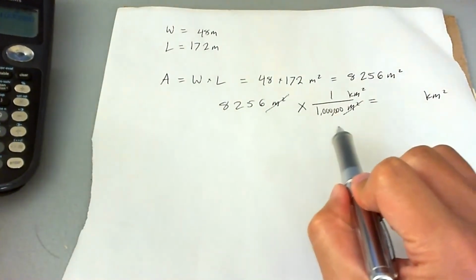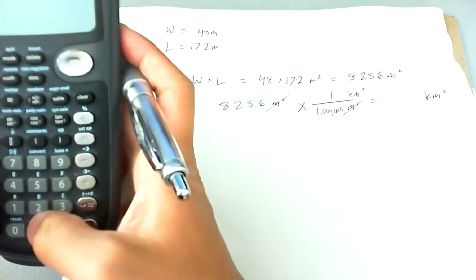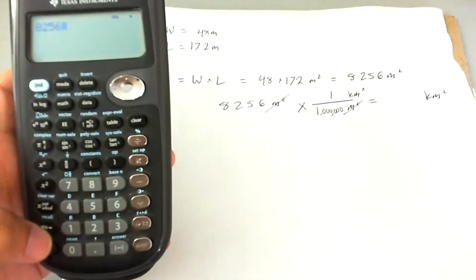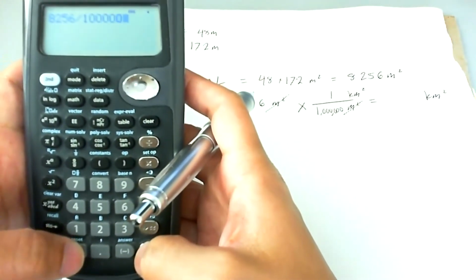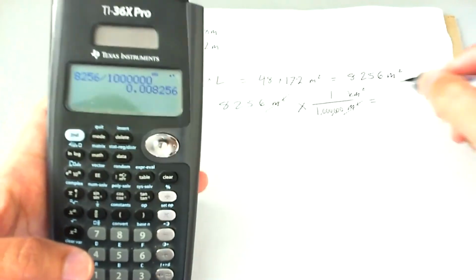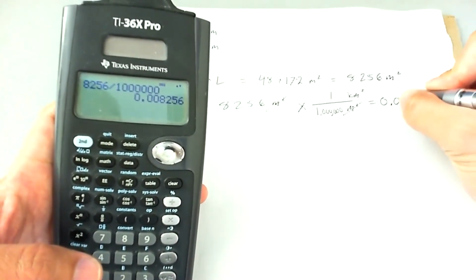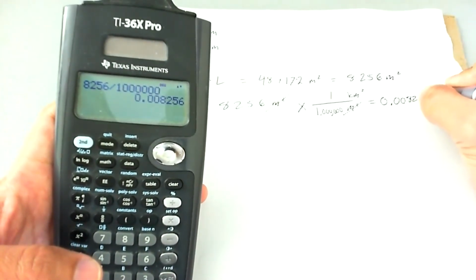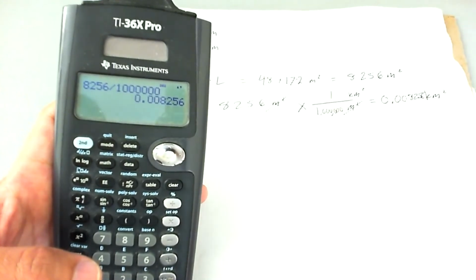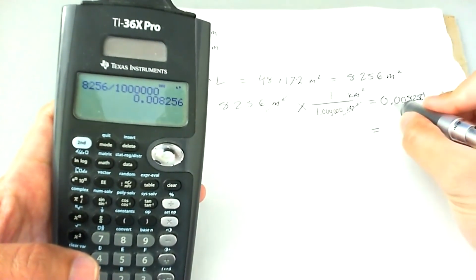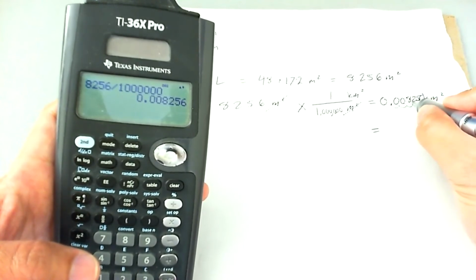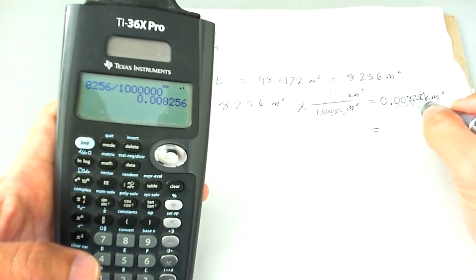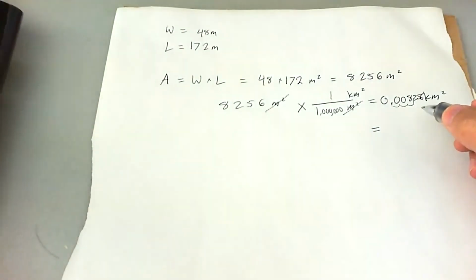Now take the calculation. You have 8,256 meters squared divided by the conversion ratio. And that's going to come out to a very small number, 0.008256, which you can then put in scientific notation if you like. The scientific notation that would be most convenient is if the 8 is in front of the decimal place and all the other numbers are behind it.